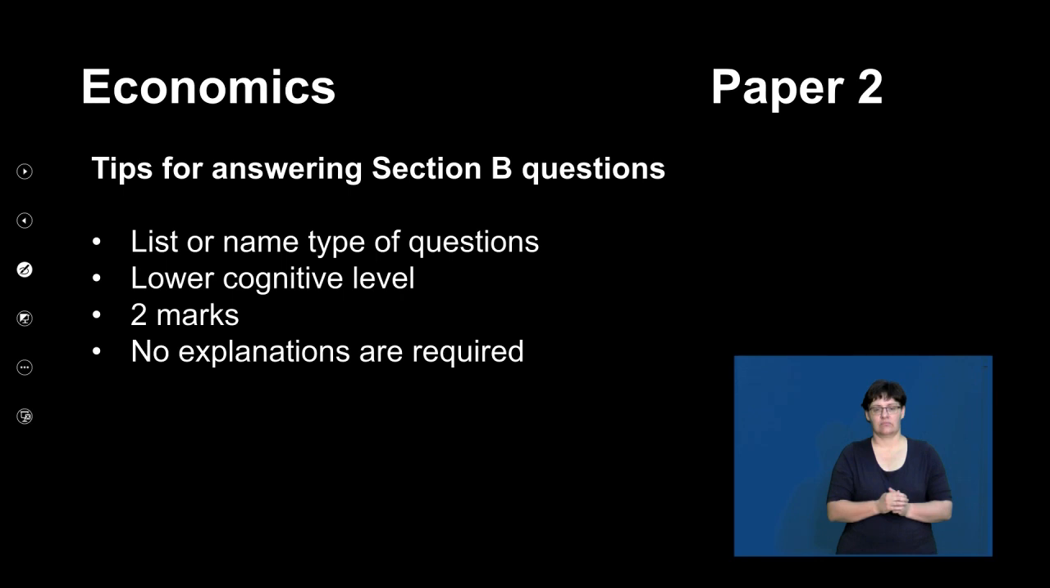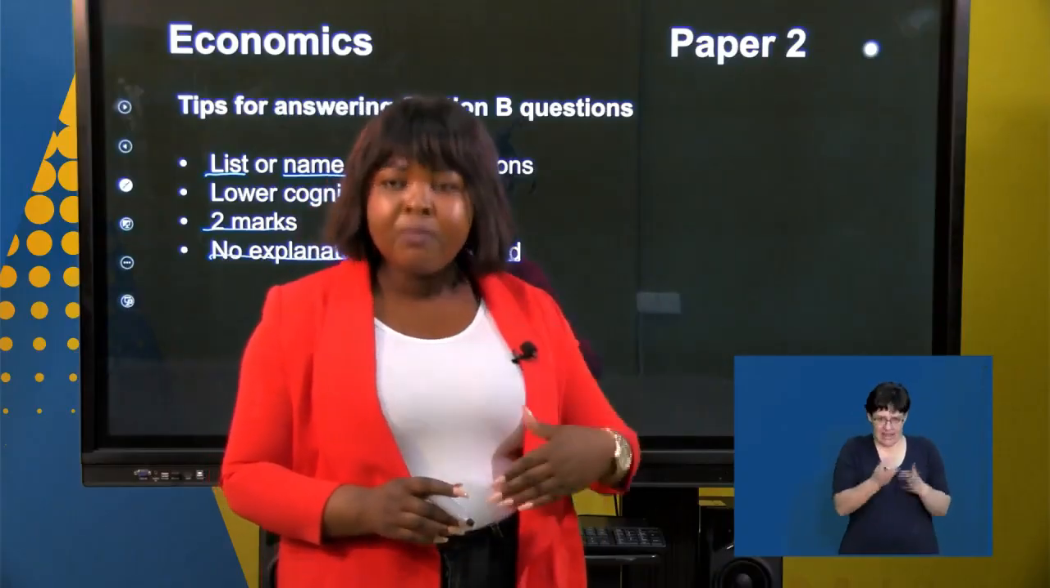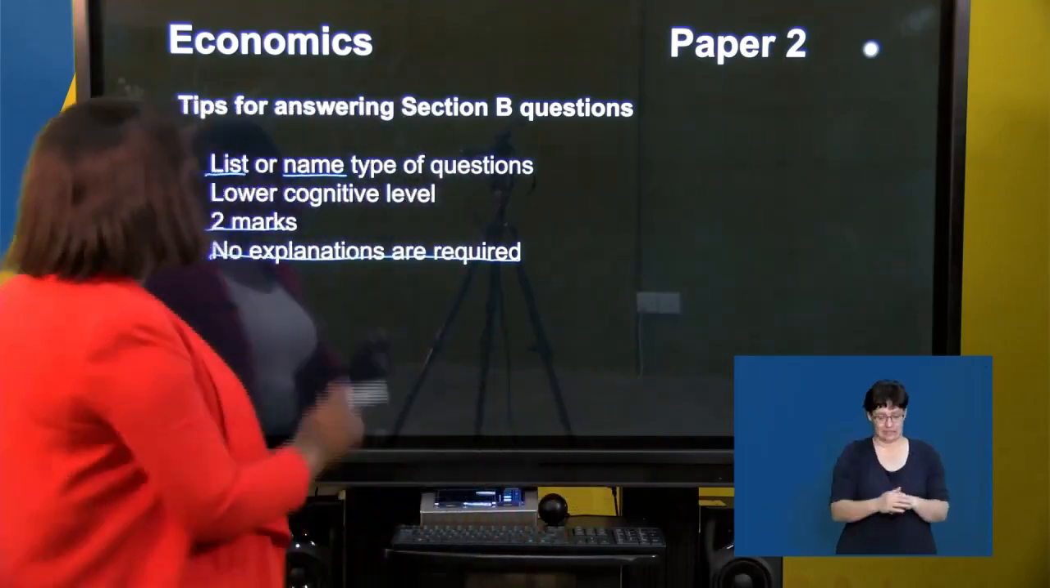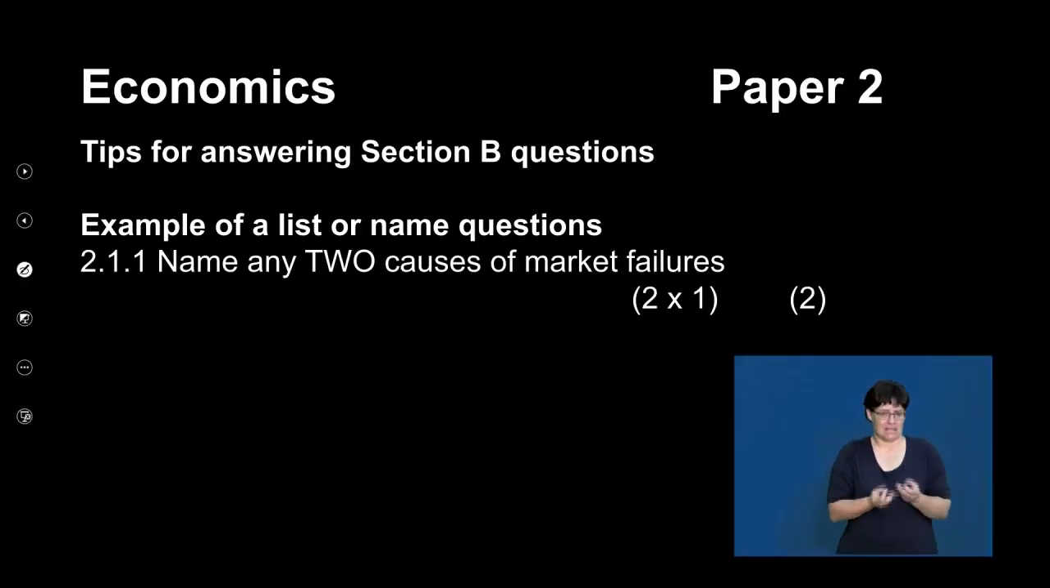Right? Your question 2.1.1 or your question 3.1, your question 4.1, these are the list or name type of questions. These are lower cognitive level, and they normally carry a maximum of 2 marks. There is no explanation that is required there. So when you are asked in the exam to name a particular thing, you need to just name that particular thing. Do not go down and explain, as you earn no marks for explanation.